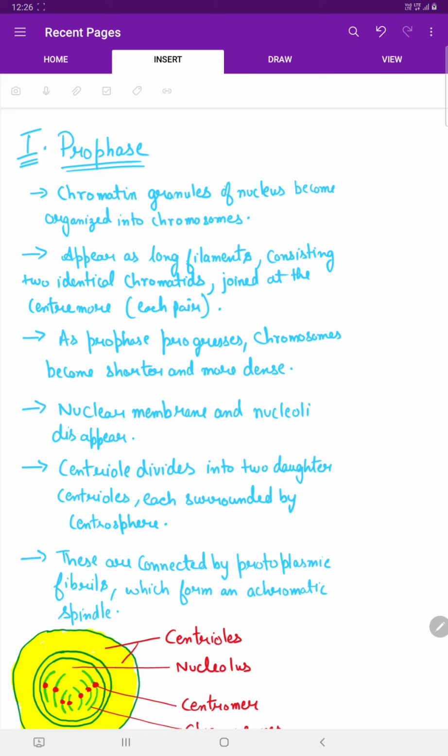As prophase progresses, the chromosomes become shorter and more compact and stain densely. The nuclear membrane and the nuclei disappear. At the same time, the centriole divides and the 2 daughter centrioles, each surrounded by a centrosphere, move to the opposite poles of the cell. They are connected by fine protoplasmic fibrils which form an achromatic spindle.